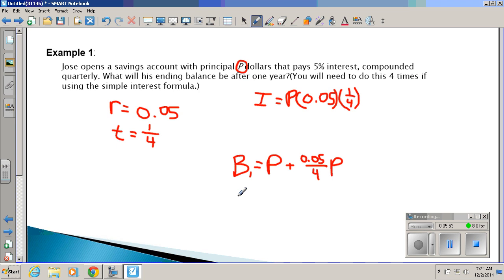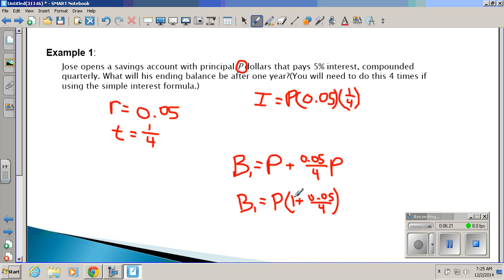Okay? To make this math a little easier, we're going to use the distributive property, or we say factor. We'll take out the P, and we'll get 1 plus 0.05 over 4. So I've taken out that P, it's the distributive property in reverse from what you normally see. Okay, so that's the first month.